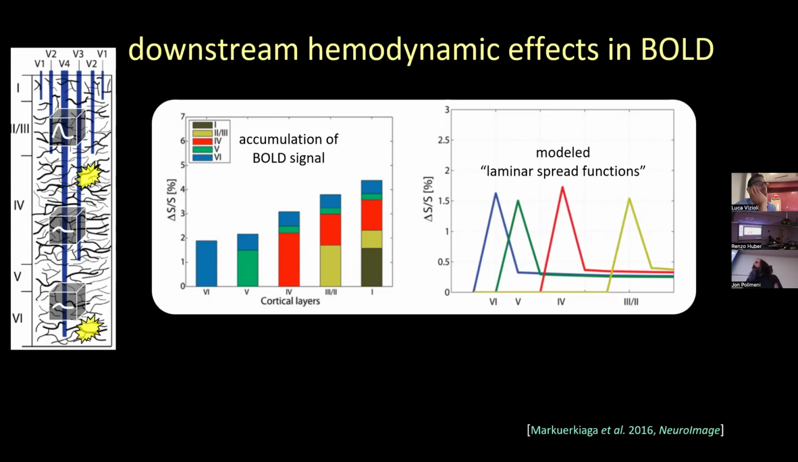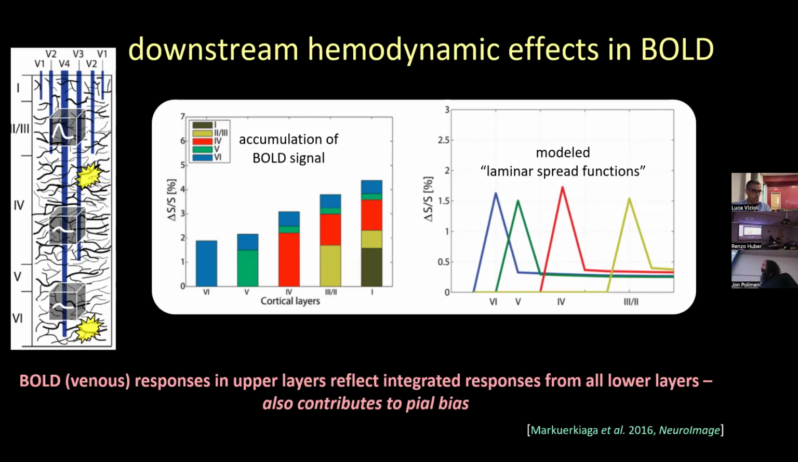This integration or accumulation of the BOLD response across layers is indicated by this bar plot. We can see that if we look at, for example, layer 2-3, some proportion of those BOLD signal changes are actually going to reflect BOLD that originated in layer 6. This can be modeled by so-called laminar spread functions that try to convey how the BOLD response in any one cortical layer is going to be seen in the upper cortical layers as it's drained up towards the surface. And so again, these BOLD or venous responses in upper layers are going to reflect an integrated or accumulated response from all of the lower layers, which also contributes to this large pial bias.